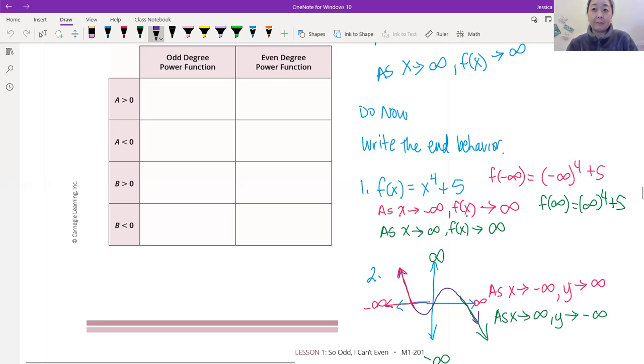The reason why I say f of x here is because this is f of x. If this was y, then I would write this as y. It just pertains to whatever function we're talking about.